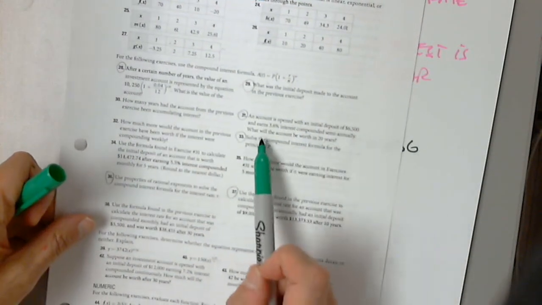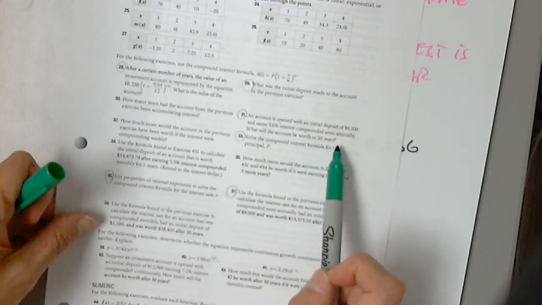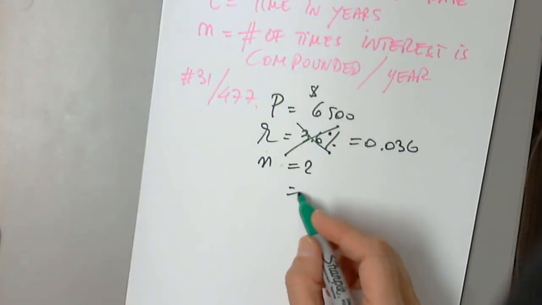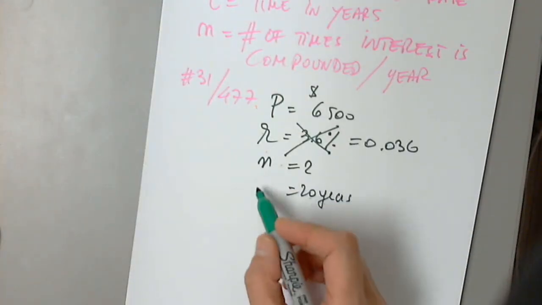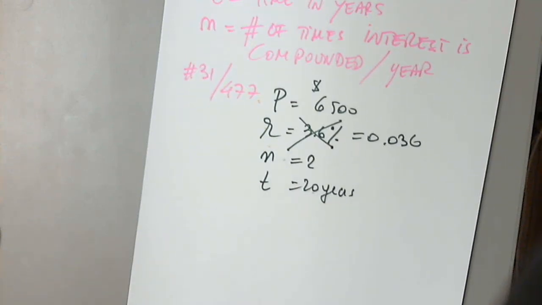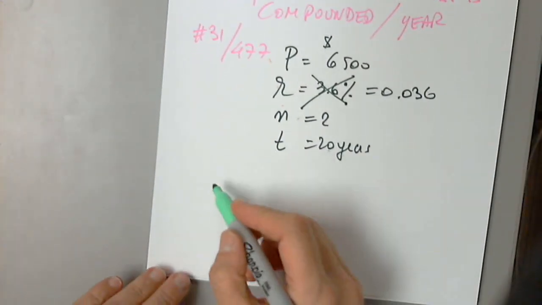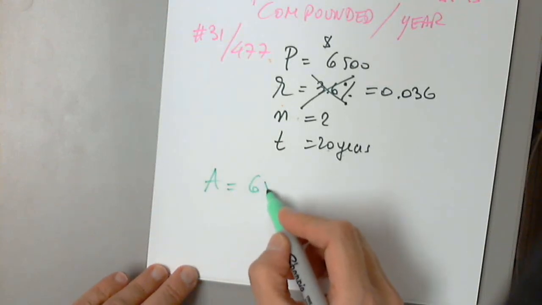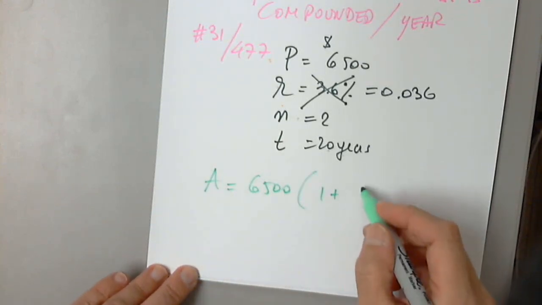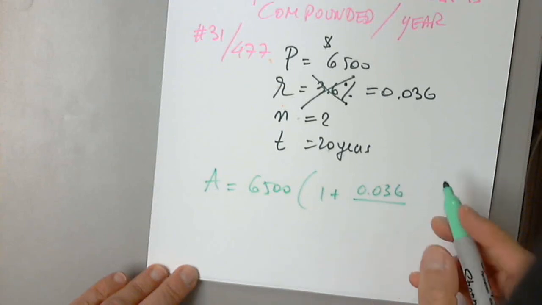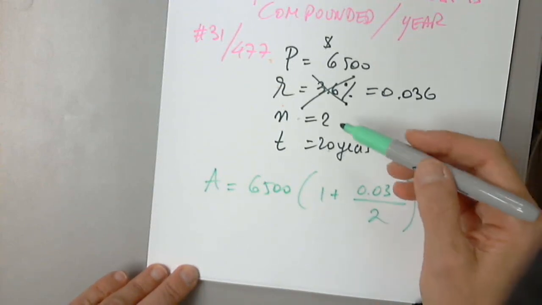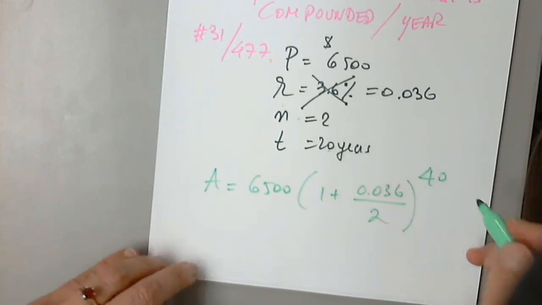Awesome. I'm sorry. What will the amount be worth in 20 years? So what is 20 years? Very good. So we're basically asked to find the accumulated amount. So if we keep it for 20 years, we want to find the accumulated amount. So then A equals P, 6,500, 1 plus 0.036 divided by 2, raised to n times t, which is 40.